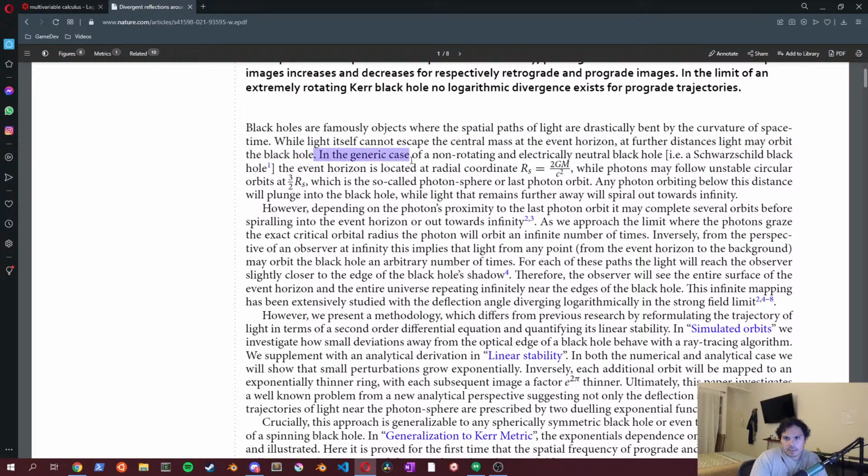In the generic case of a non-rotating and electrically neutral black hole, i.e. Schwarzschild black hole, the event horizon is located at a radial coordinate 2GM over c squared, where G is this constant, M is the mass of the black hole, c is speed of light. While photons may follow unstable circular orbits at 3/2 the Schwarzschild radius, which is called the photon sphere or the last photon orbit.